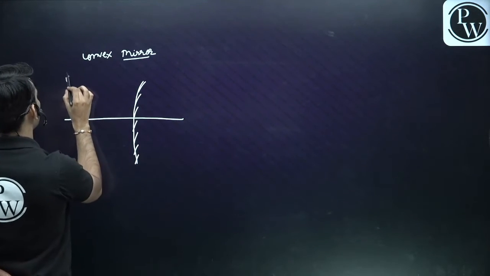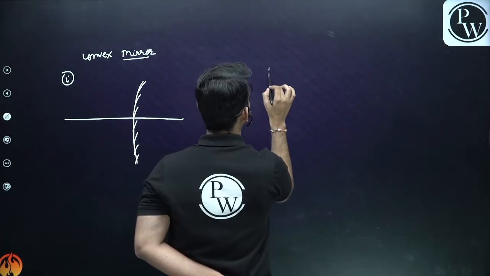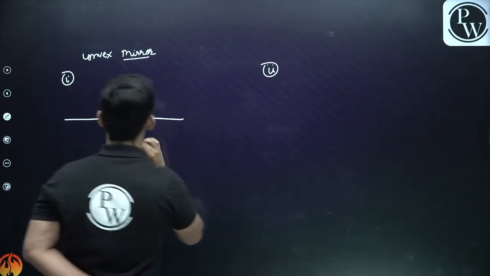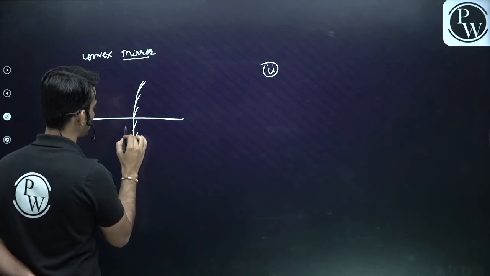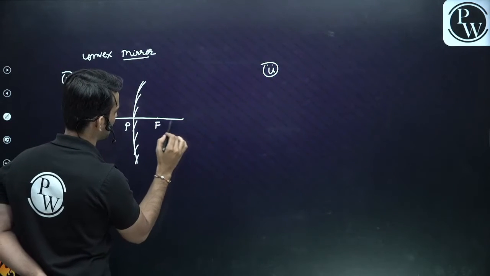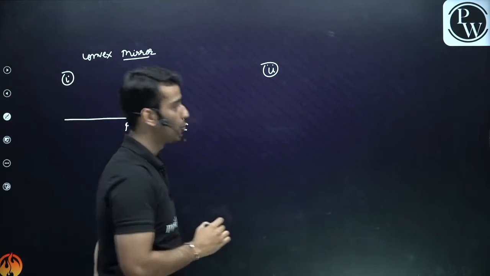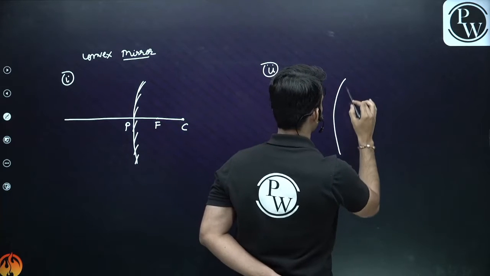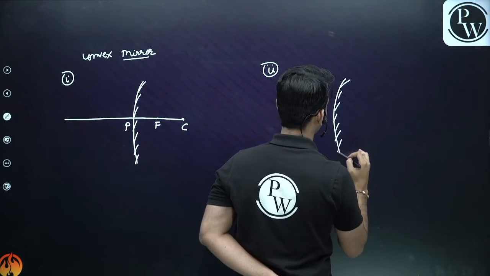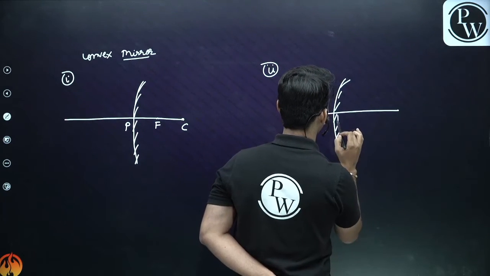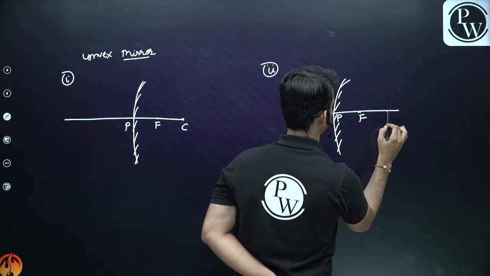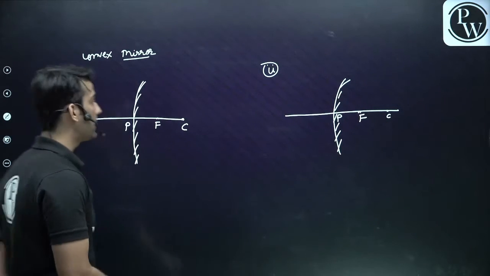This is case 1 and here we will be considering case 2, right? So basically this is pole, this is focus, this is center of curvature. Okay, let us draw another mirror, the convex mirror. This is pole, this is focus, this is center of curvature.